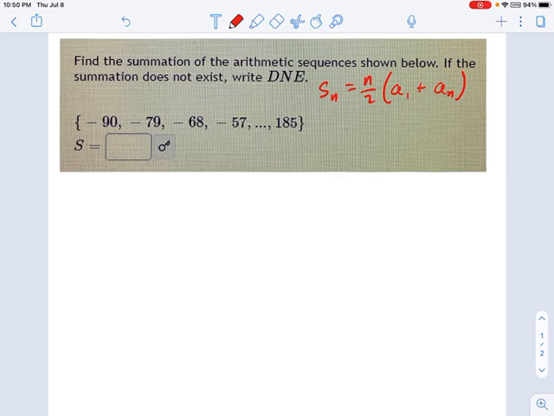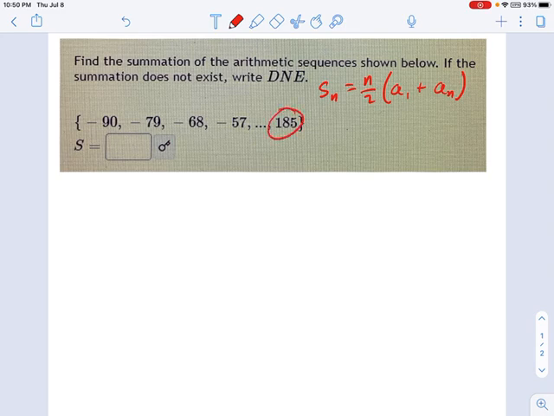Now, a1, that's pretty clear, right? It's just right there, negative 90. So we do know one thing right off the bat, but I don't know what n is. I don't know how many terms there are because of this annoying little ellipsis right there. It stops me from actually counting how many terms there are. So that's an issue.